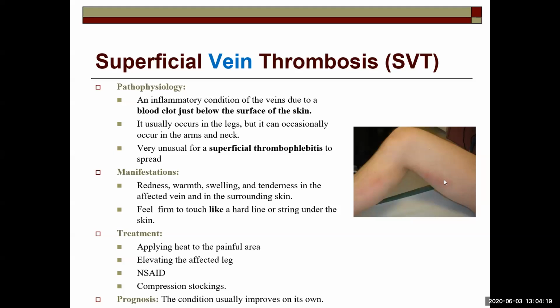NSAIDs for inflammation, you have a little inflammation there, so NSAIDs could be good. And then compression stockings. So you put the stocking on if it's venous. You don't put a stocking on if it's arterial, by the way, because the stocking is going to push the muscles around the veins, and when they push the muscles, they promote the blood to go back up to the heart. This can go away on its own. So you don't need to do much more than probably use some NSAID, tell the patient to elevate their legs and put some heat, a little heating pad.